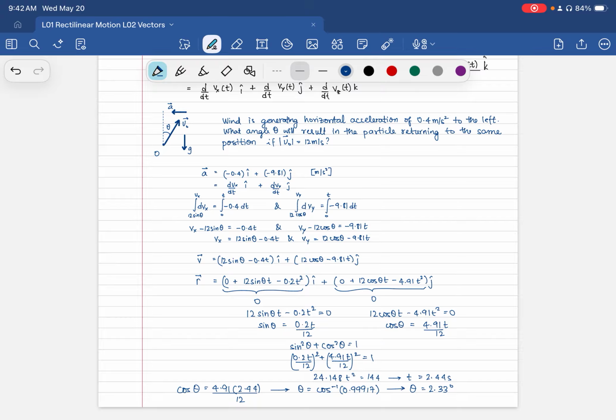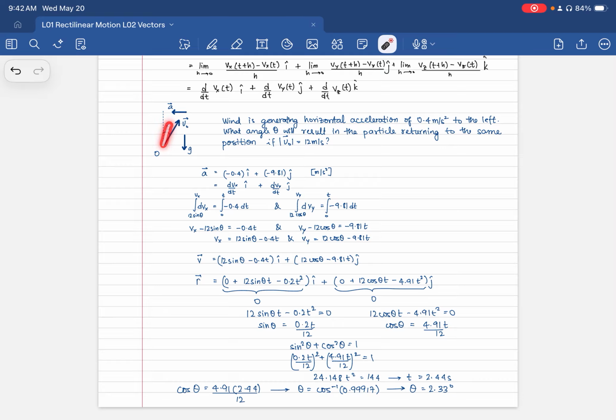It means that your theta has to be really small. Well, I guess the acceleration here is very small as compared to this. Right, this is 9.81, the 0.4. So I guess it makes sense that it'll be a very small angle. It'll come back to its position.